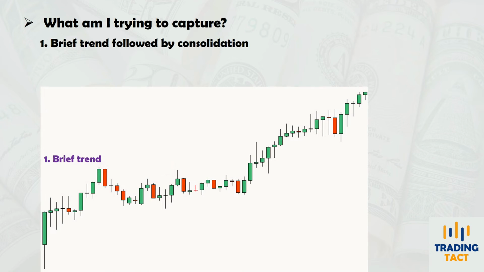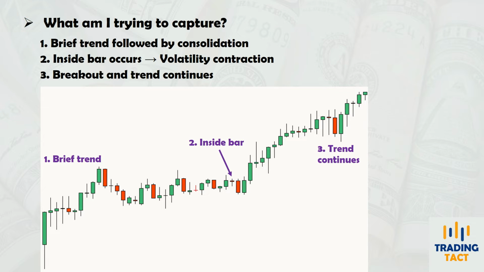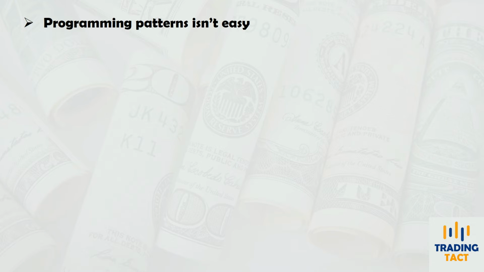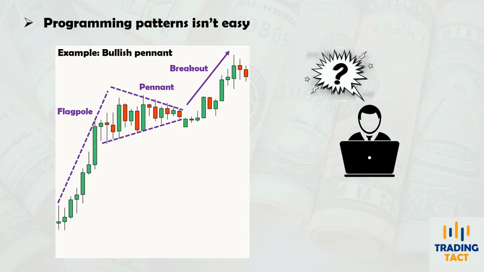A brief trend followed by consolidation. An inside bar, which indicates volatility contraction. A breakout of the consolidation range, and the trend continues. Pattern recognition is a challenging aspect of automated trading. Patterns that are obvious to the human eye can be difficult to convert into black and white programming rules.